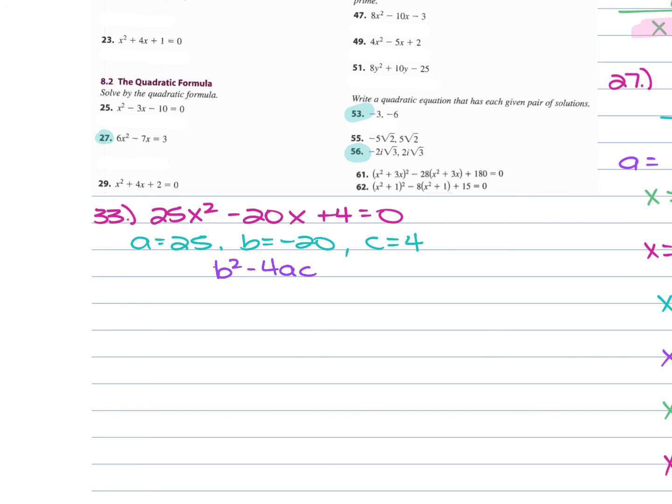Remember, when you use this, if you get a number that's greater than 0, you're going to have two real solutions. A number less than 0, it's two imaginary solutions. And a number that's equal to 0, so 0 is equal to 0, there's one real solution. So if we plug our values in, we're going to have negative 20 squared minus 4 times 25 times 4. The negative 20 squared is 400. The negative 4 times 25 is negative 100. Times 4 is negative 400. 400 minus 400 is 0. 0 is equal to 0. So that means that we have one real solution.